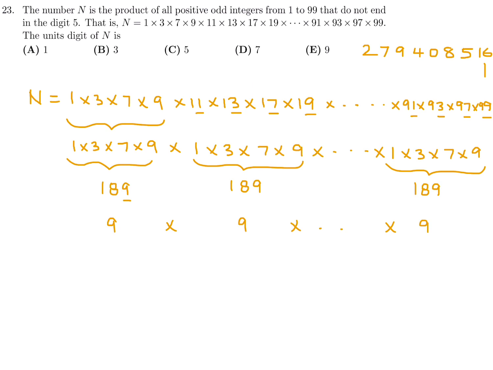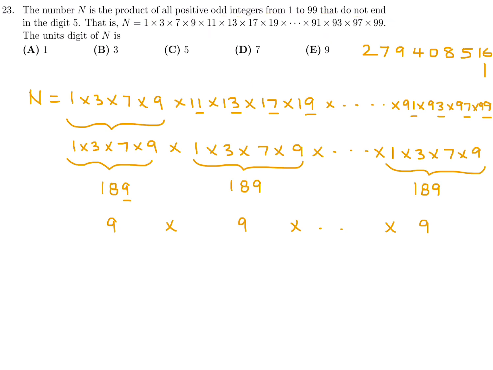So that makes things much easier for us. So 9 times 9 all the way to the very end. But my question is, how many of these 9s are there? That's very important. Well, that means we have to go back and look at the original one.